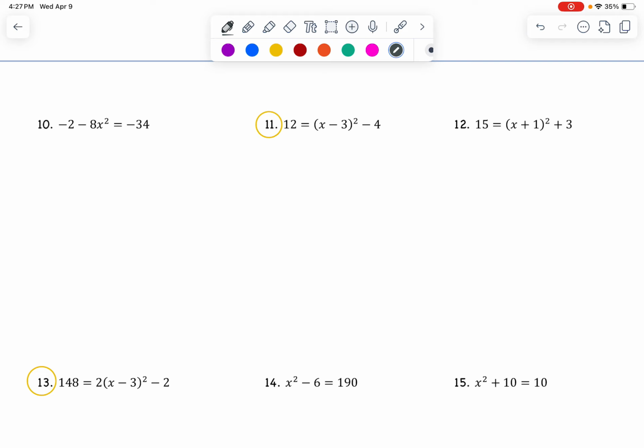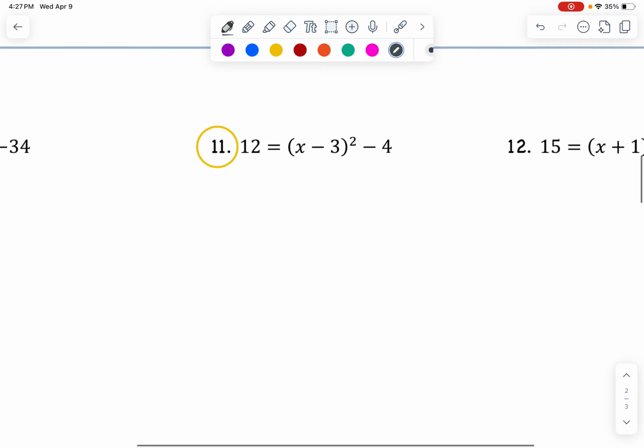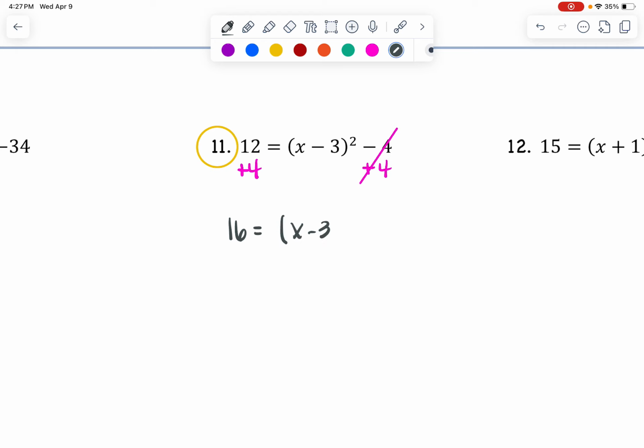Okay, so number 11 is different than the ones on the front page because number 11 has a set of parentheses. And so if I solve this like a normal algebra equation, I can't get to that x without first somehow getting rid of the square on the outside, right? But not yet because I have to isolate the squared term, whether it's an x or an x minus 3 squared, it doesn't matter. I got to isolate it. So I'm going to add that 4 over, which gives me 16 equals x minus 3 squared.